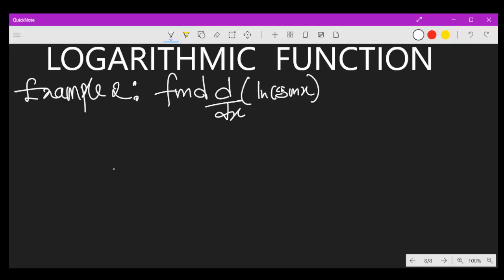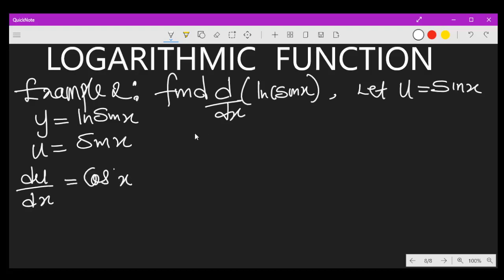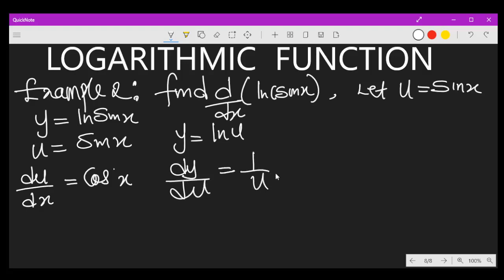For this example 2, let u be equal to sine x. So just write y is equal to ln sine x, and you know that u is equal to sine x. Therefore du/dx is equal to cos x, and you know that by the time we write u, y is ln u, dy/du gives you 1 over u.